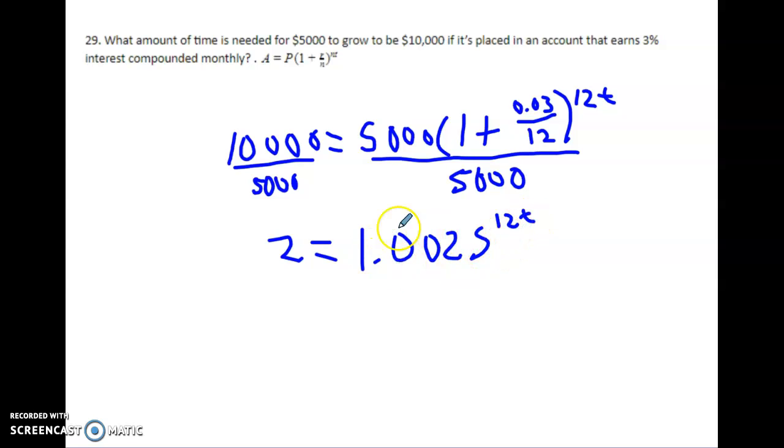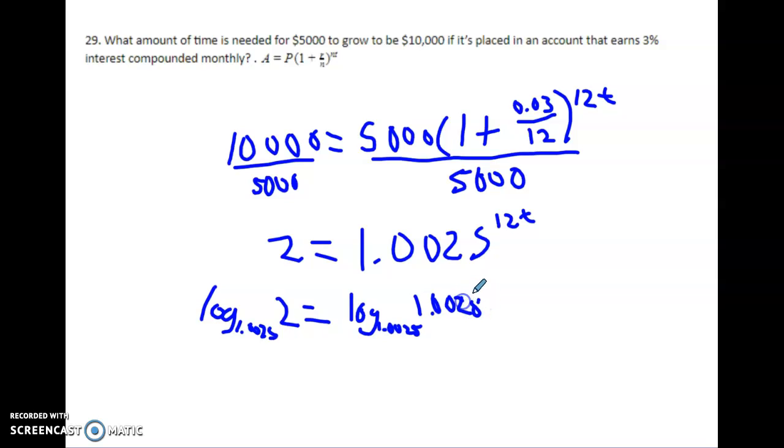Now, to get rid of this base right here, I'm going to have to take the log of both sides. But in order for that to disappear, I have to take the log base 1.0025 of 2 equals the log base 1.0025 of 1.0025 to the 12t. Now this log base 1.0025 cancels that one out, and it just leaves 12t on the right side of the equation. And on the left side of the equation, we have this log base 1.0025 of 2.